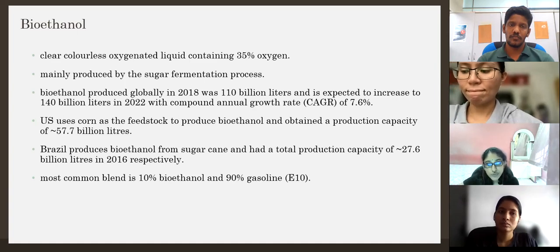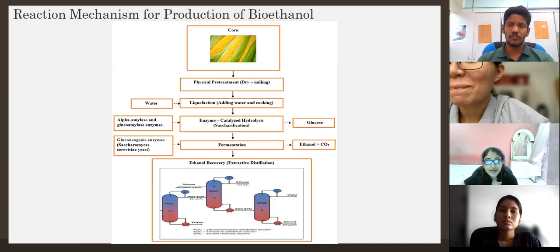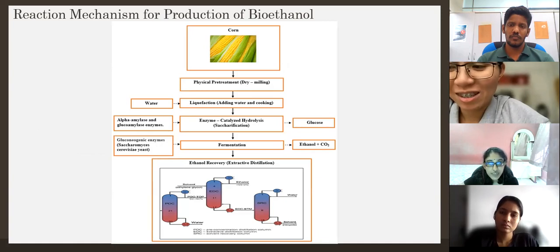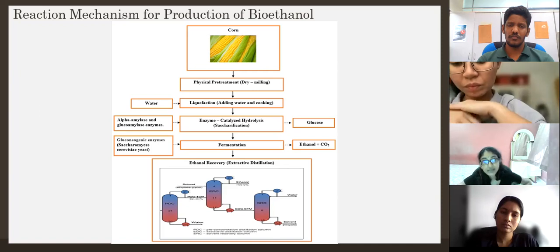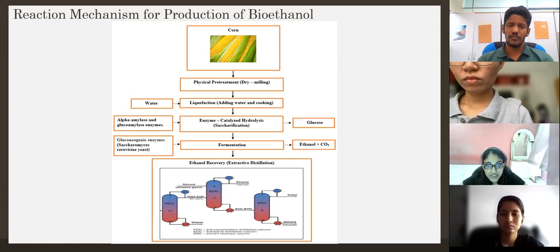So next, I'll move on to the next slide. Okay, I'll move on to the reaction mechanism for the production of bioethanol. It basically involves 5 main stages. The first stage is physical pre-treatment, which is dry milling of corn kernel to produce flour. Onto the second stage, which is liquefaction: addition of water to the mash, and cooking of the mash at high temperature to soften the starch grains to form soft and spongy grains.